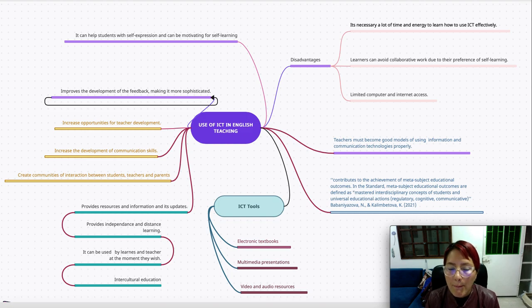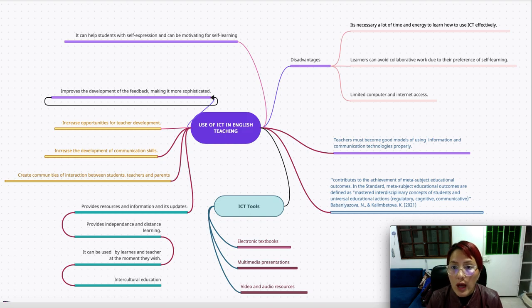And well, here, I think this is the most important: create communities of interaction between students, teachers, and parents, because most of the time the parents don't know how the students' learning process is going. Having this kind of community can help us and the parents know how it's going, the interaction with the students, his or her learning process, the pros, the cons, everything. So I think it's very useful. Also, it can be used by learners and teachers whenever they wish. I mean, wherever and whenever we wish, we can use these technology tools.